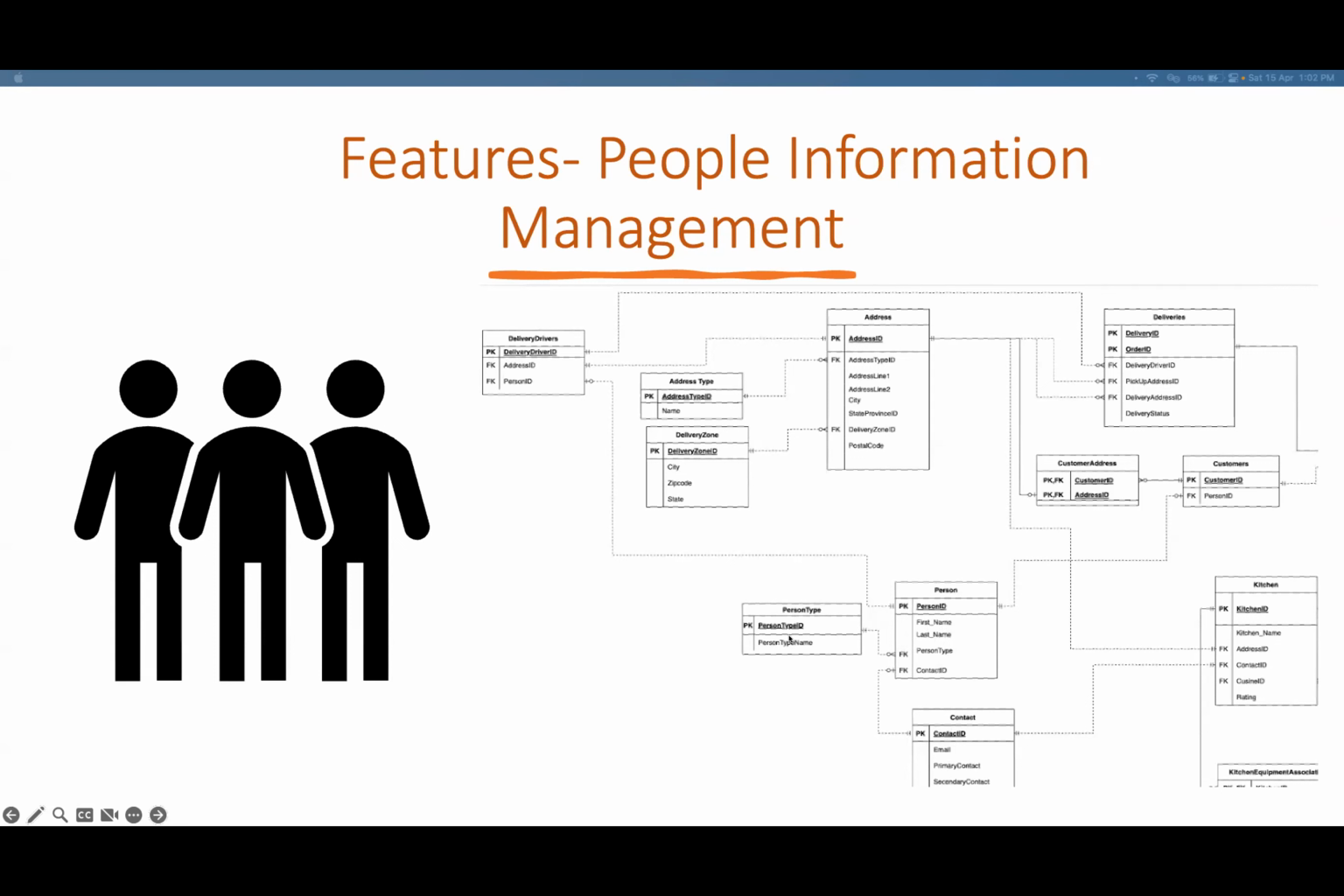And for each person, we have two different types of persons: delivery drivers and customers. Similarly for address, we also have a single table that stores all the information about the address for the kitchen, the delivery driver, or the customer. We also have an association for customer address where, because each customer can have multiple addresses, there's an associative table that stores the information for each customer.